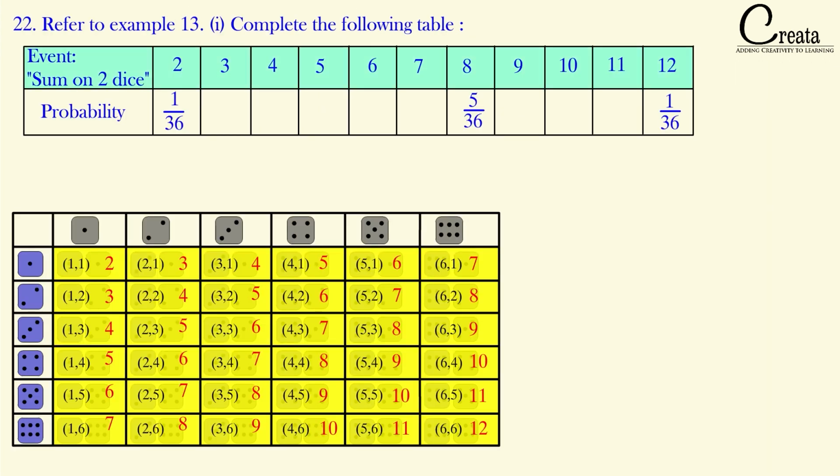On the first row, the event sum is given. Here this is sum 2, here this is sum as 3, sum as 4, up to sum as 12. We have seen the minimum sum that we can get is 2 and the maximum sum that we can get is 12. In the second row, we have to calculate the probability of each addition. Some of the probabilities are given. So let's calculate the probability.